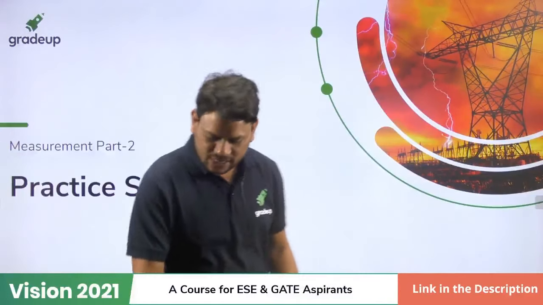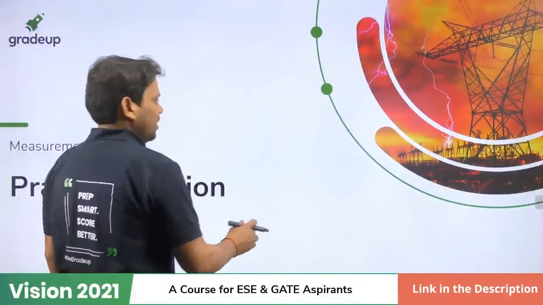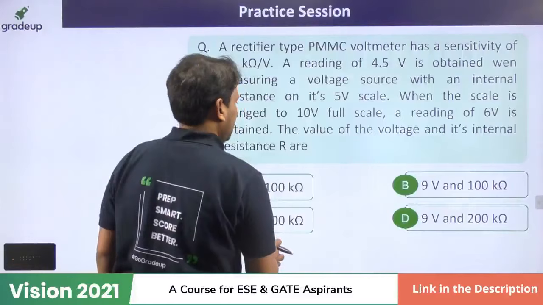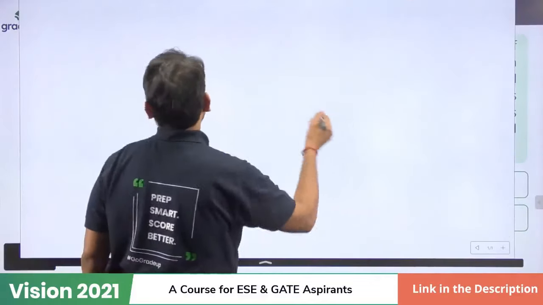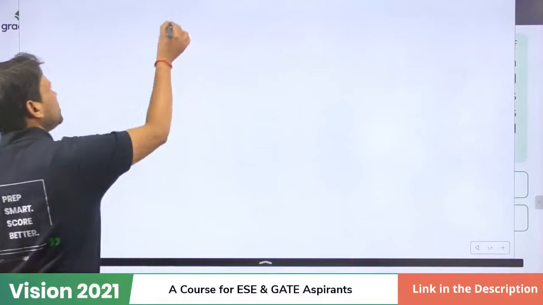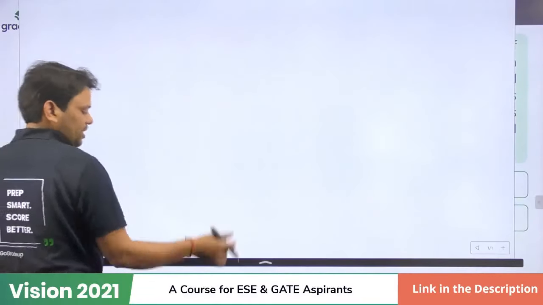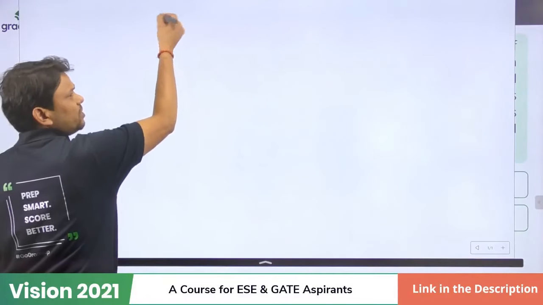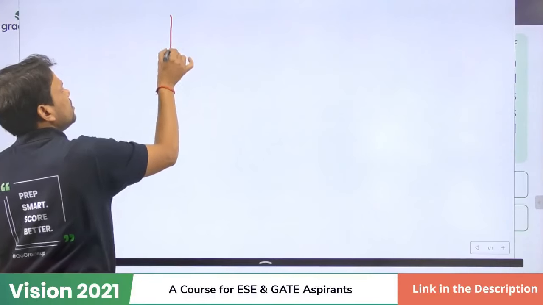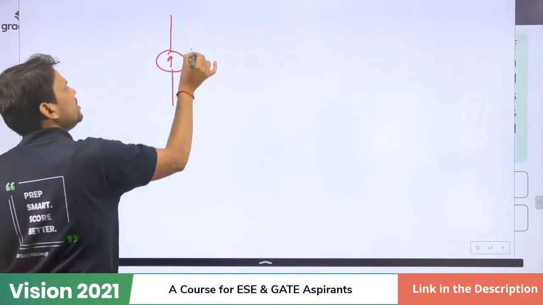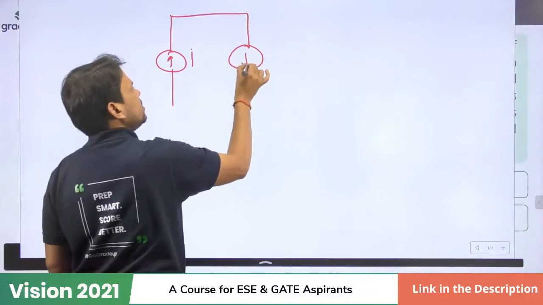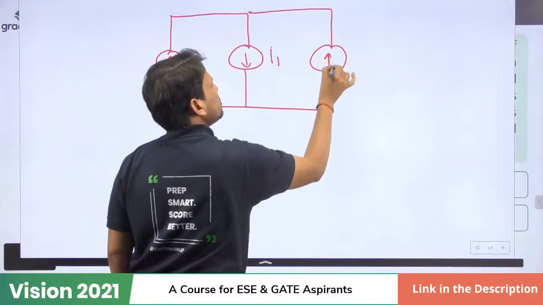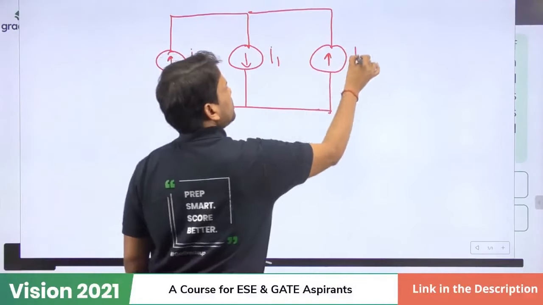Okay, so yesterday we were discussing error analysis, and I have provided you a few examples. I am going to take one example from yesterday's class itself. In yesterday's class we had a doubt. Suppose we have some current I here, and another current source in this direction, I1, and one more current source in the opposite direction, let it be I2.